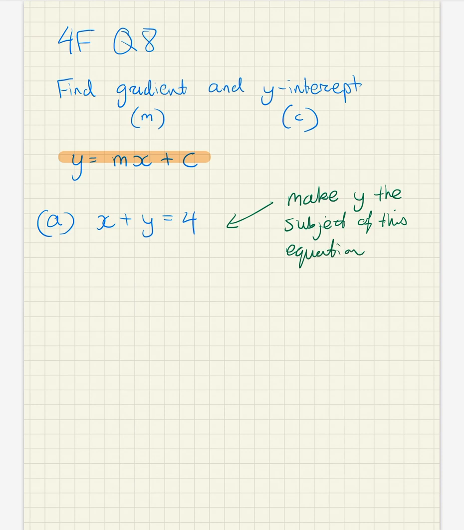To do this, we need to add and subtract different terms, or multiply and divide different terms on each side in order to get y by itself. Now, fortunately, this first one is pretty straightforward. If we subtract x off both sides, then our equation becomes y equals minus x plus 4.